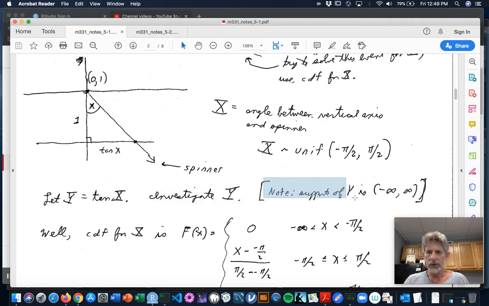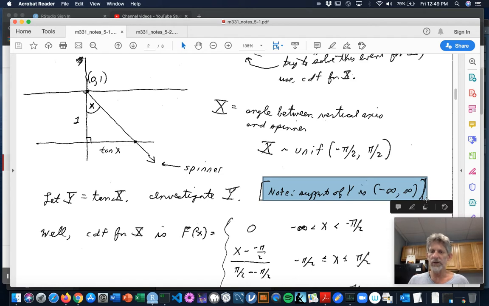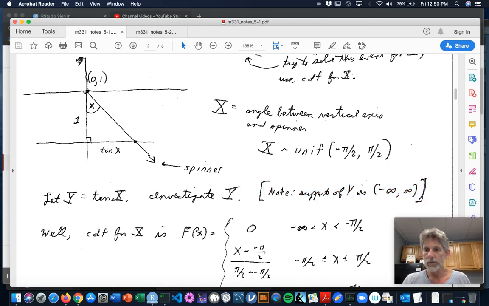So one thing you should notice right away is that its support is the entire real line. Because that spinner, as it covers its possible angles, can point way, way back to the negative numbers on the horizontal axis, or way, way forward and hit big positive numbers. It could hit any real number at all.